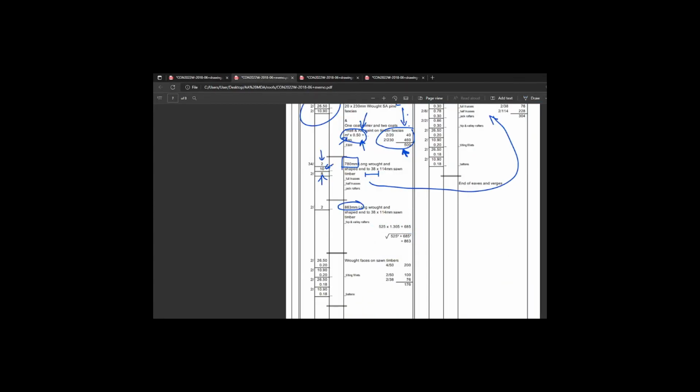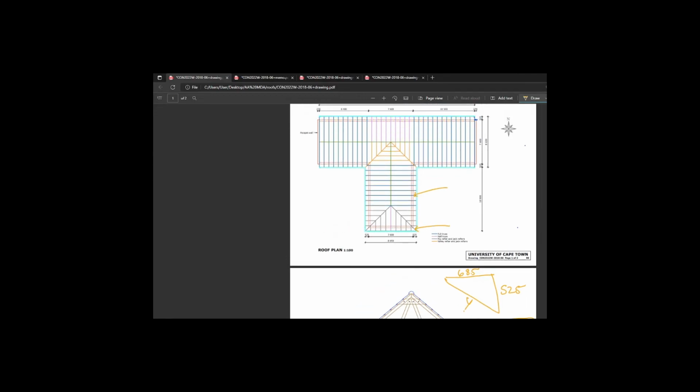Now we go across to the triangle method. Break it up into the triangle now. 525, 685. What is this? Y. And this is simply Pythagoras. 685 squared minus 525 squared, and you should get 863. There we go. That's what I've just done. Okay, 863 is the length of the hip rafter that is exposed after the brickwork. It's important to remember that it is not the same as this length, 525. It's a bit longer because of Pythagoras. Okay, so that I'm happy with.